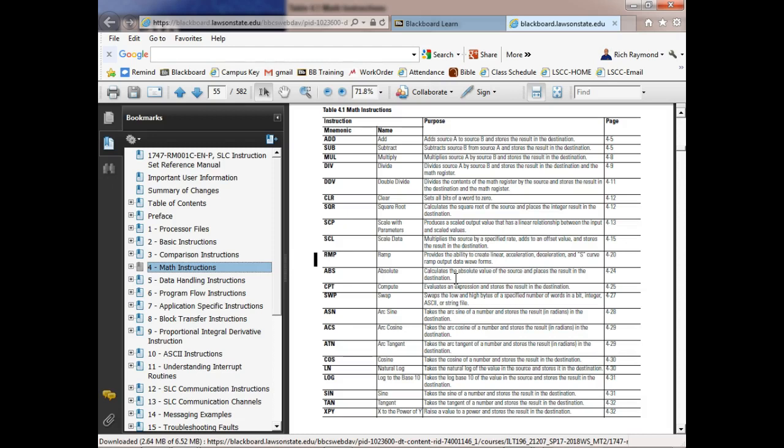You understand that? Then you get into swapping, you swap it around, you can start dealing with trig: arc sine, arc cosine, arc tangent, cosine, tangent, log, sine, tangent, and raised to the power. So these are the math instructions that are supported by the 1100. Is this all of them?